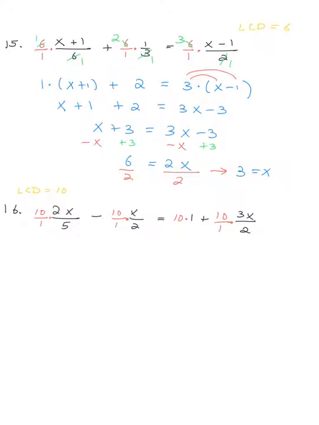10 worked perfectly because 5 goes into it twice, 2 goes into it 5 times, and 2 goes into this 5 times as well. Here's what we have left over. 2 times 2x, which is really 4x, minus 5 times x, or just 5x. And then I have 10 times, okay, it's 5 times 3x, so that's plus 15x. 4x minus 5x is negative x, which is equal to 10 plus 15x.